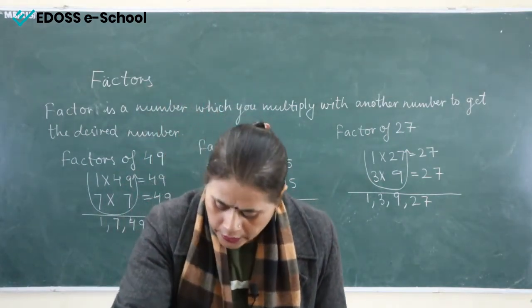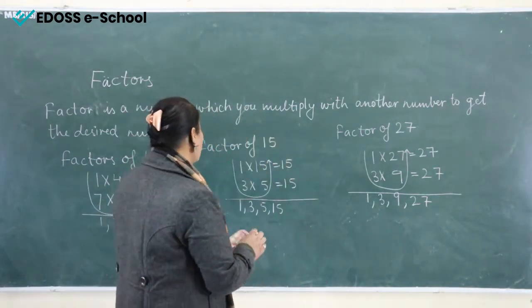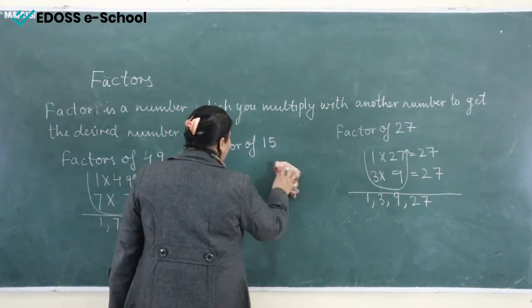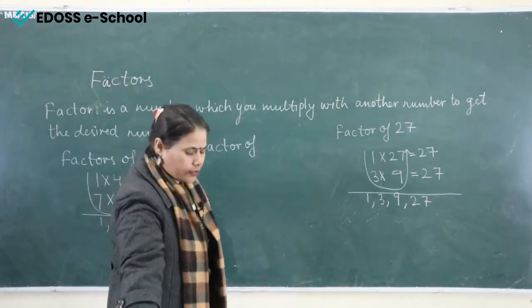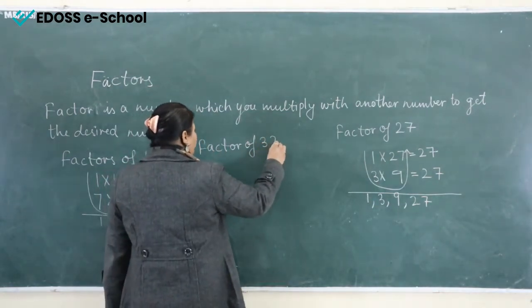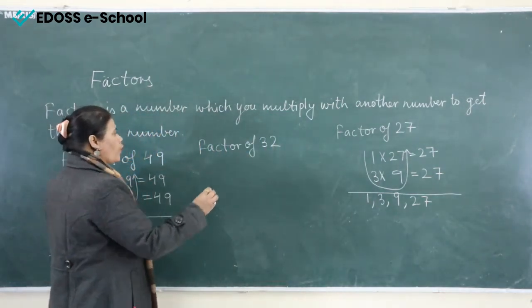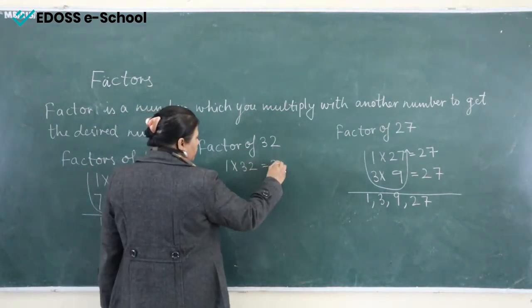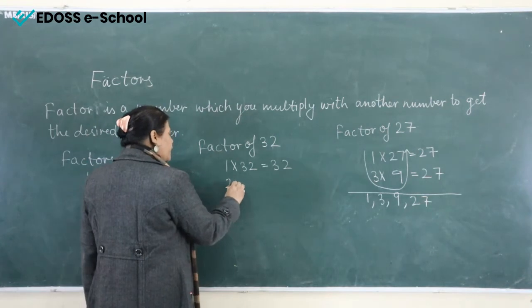And one more, the last example I will take in front of you. So here it is, the factors of 32. In the factors of 32, so here it is, see, 32. Now again we will start from 1. In the table of 1, 1 thirty-twos are 32. Now come to the next, 2.